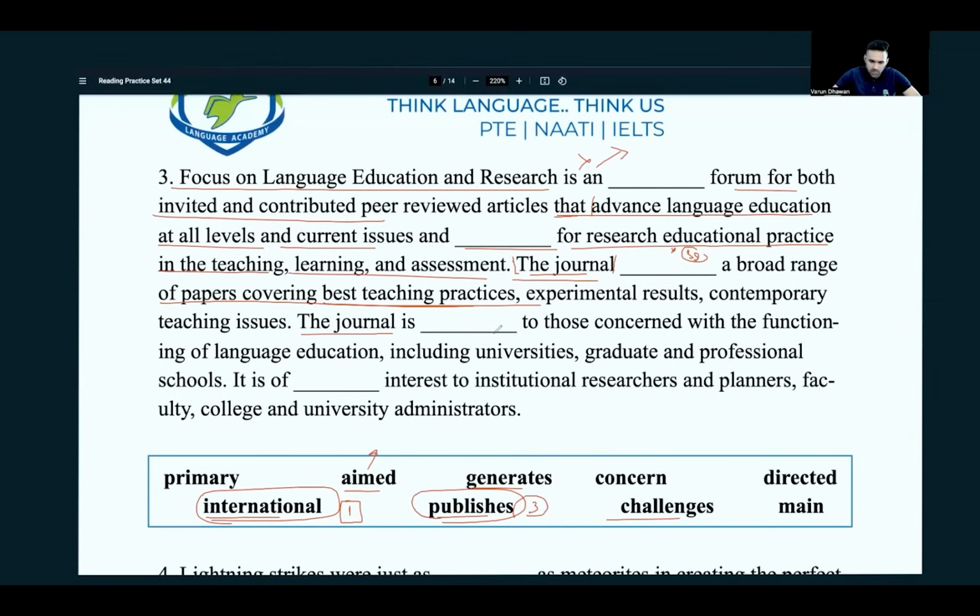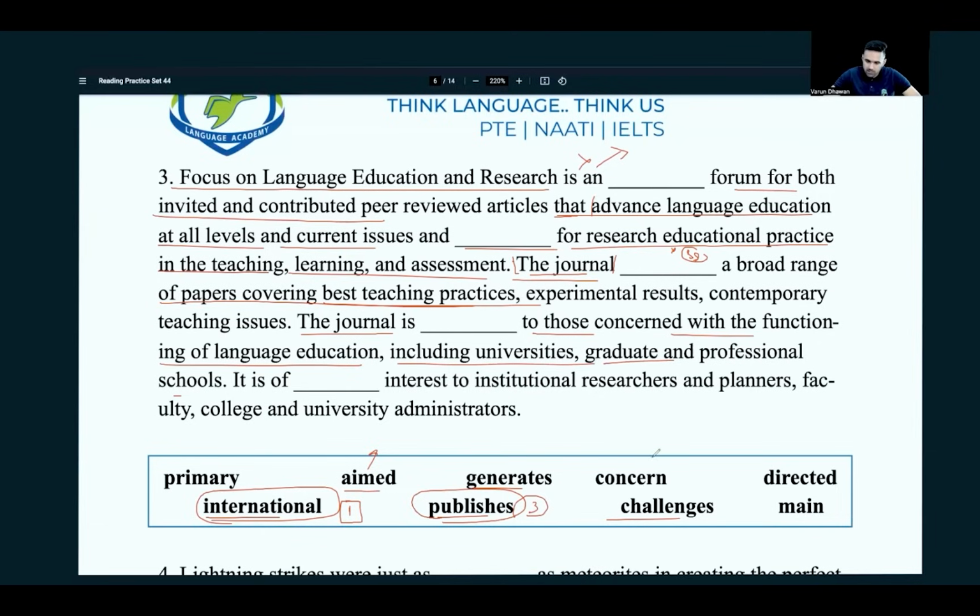The journal is dashed to those concerned with functioning of language education. It means the journal is made for people who are interested in functioning of language education, including universities, graduate and professional schools. Is dashed to, is primary to, you'll say primary for, is aimed to can be the right answer, but you always say aimed towards, not aimed to. That is how you have to solve it. Generates to won't make sense.